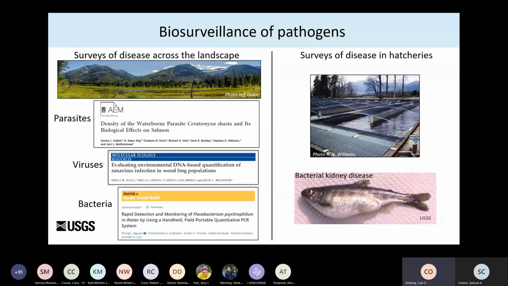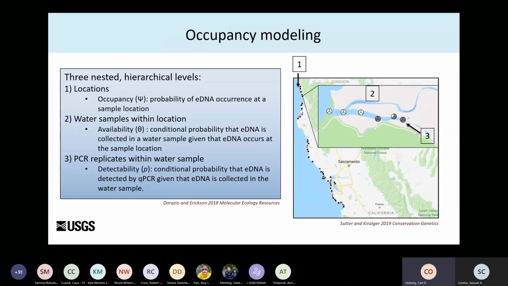And if an outbreak is caught early on, management actions could minimize mortality, and there may be less need to put fish on antibiotic feed, which could reduce selection for antibiotic-resistant bacteria in the environment. I talked a little bit about occupancy modeling, but now I'd like to talk about it in a little bit more detail.